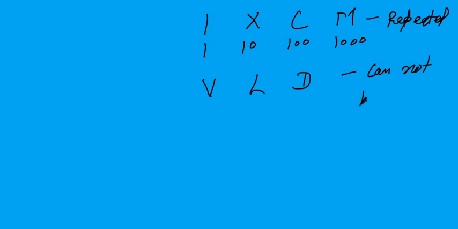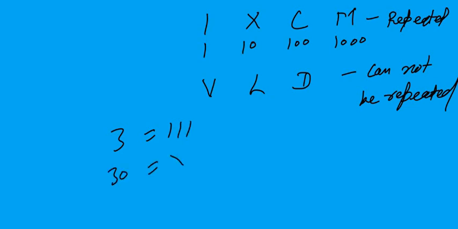Cannot be repeated. So remember it, this is our first rule. Which ones can be repeated, and which cannot be repeated. If you want to write 3, we can write III. If you want to write 30, we can write XXX. If you want to write 300, we can write CCC. If you want to write 3000, we can write MMM.